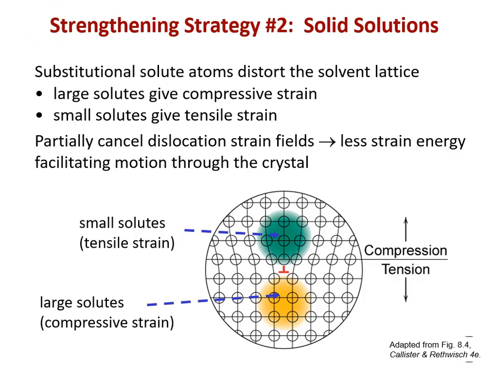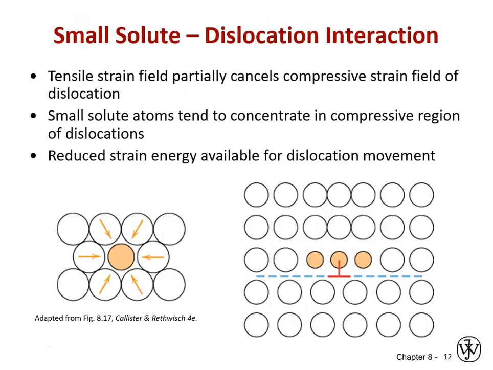So by using solute atoms on a crystal lattice to partially cancel the strain fields of dislocations and make them harder to move, this technique for strengthening is called solid solution strengthening. And all you have to do is dissolve a solute into a solvent. So basically make a solution alloy. That's it. You don't have to do any processing. You do this with composition.